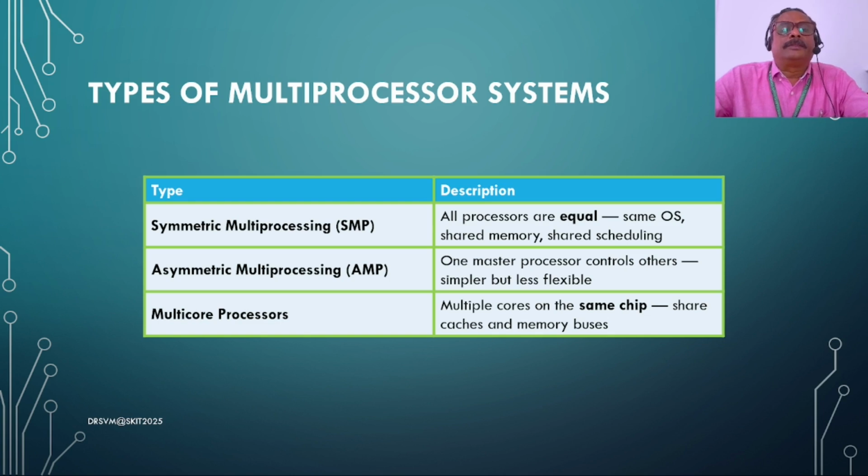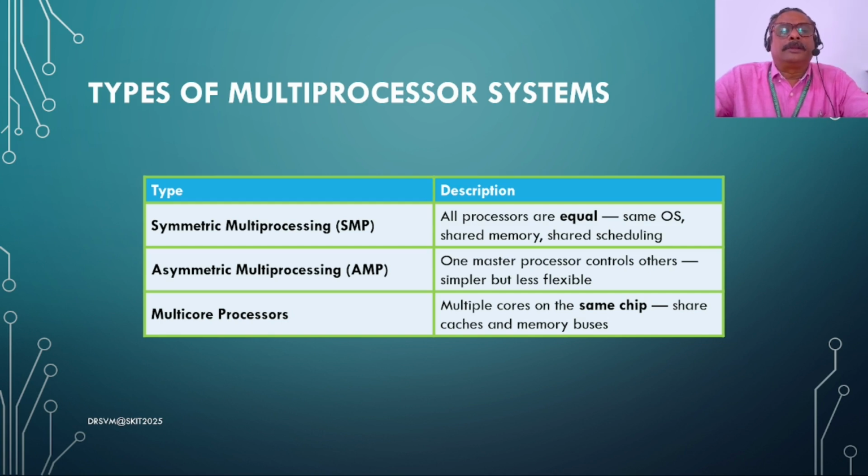They share the memory and the scheduling and all that. But in the case of an asymmetric multiprocessing system, there will be one master processor that controls all other processors, and this is simple in implementation, but it is less flexible.